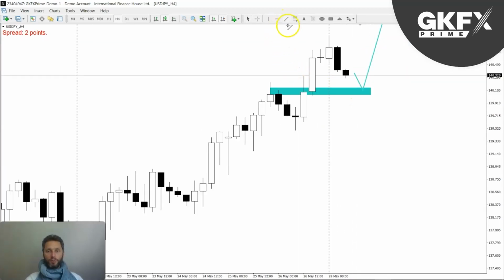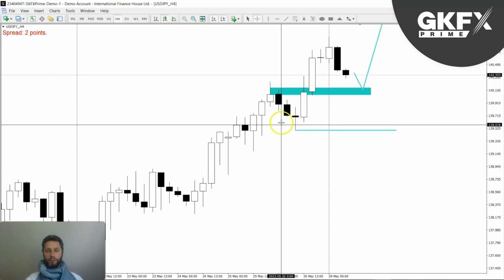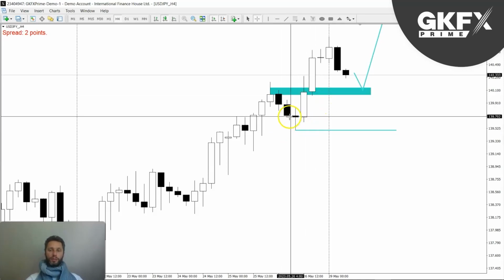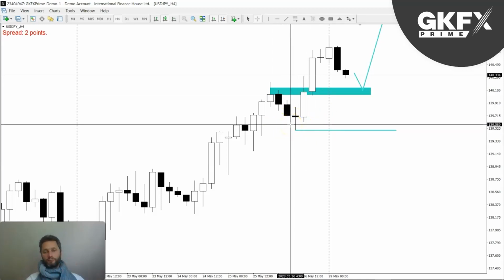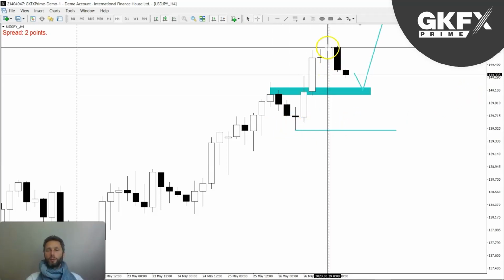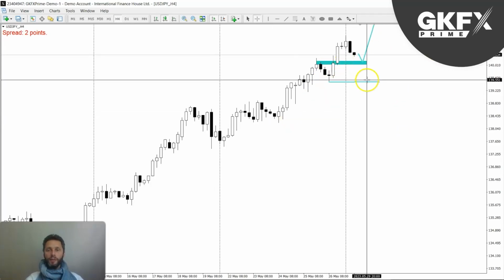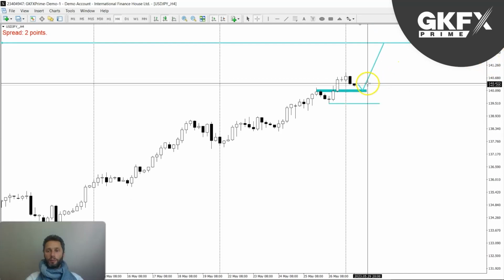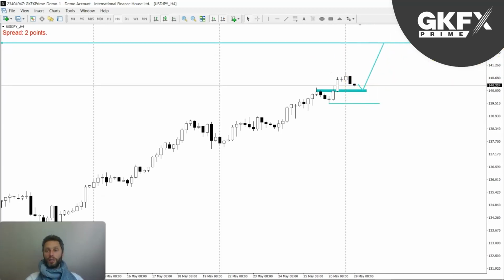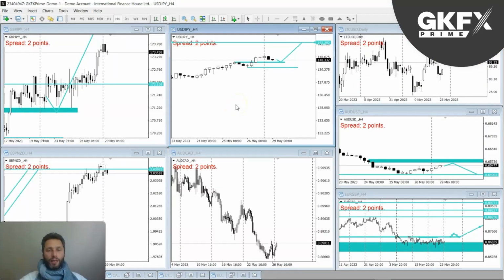And in terms of invalidation, the last obvious swing is down here. We can see that clearly. If the market breaches, price breaches this low, then this whole idea collapses. We're no longer going to look for the upside. But at the moment, since there is no reversal, the high probability seems to be to the upside, I would say. That is the dollar yen.